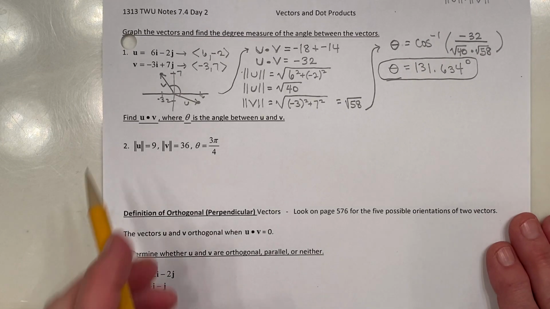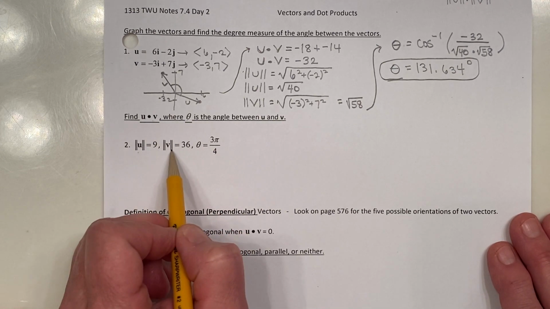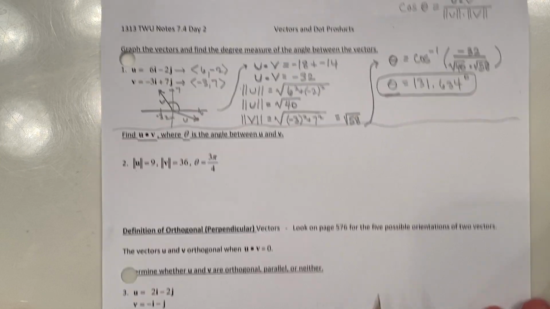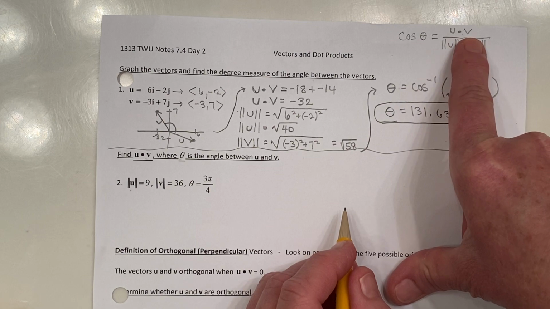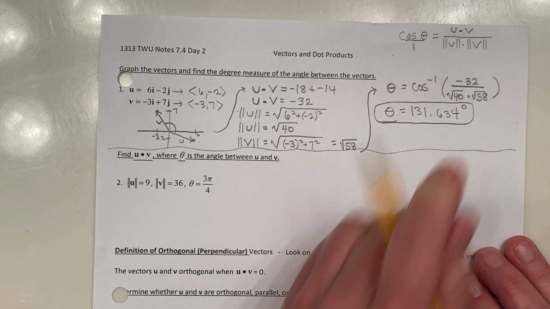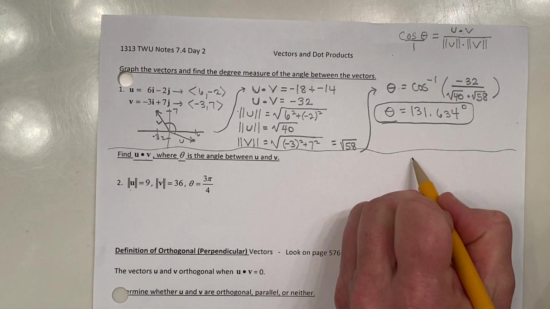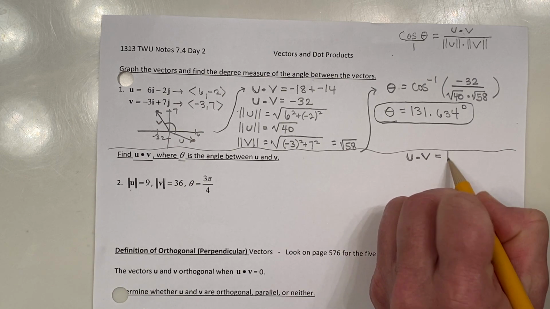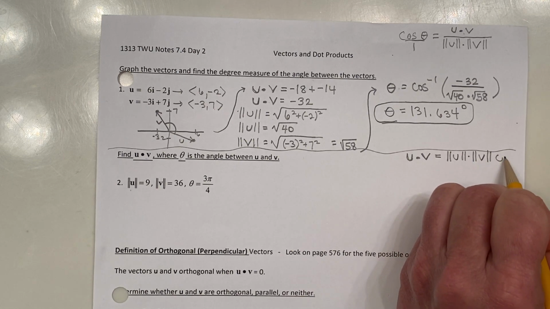For this next example, we're asked to find the dot product given the angle theta and the two magnitudes. In order to do that, we can use an alternate form of this formula right here. If we wanted to find the dot product, u dot v, all I would need to do is multiply cosine of theta by these two magnitudes right here. So that's what we call an alternate form. If you wanted to write that alternate form down here, u dot v is going to equal the product of the magnitudes up front, and then the cosine theta behind it.